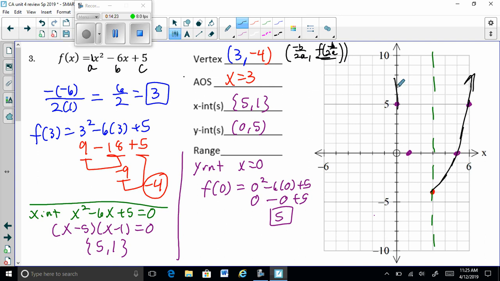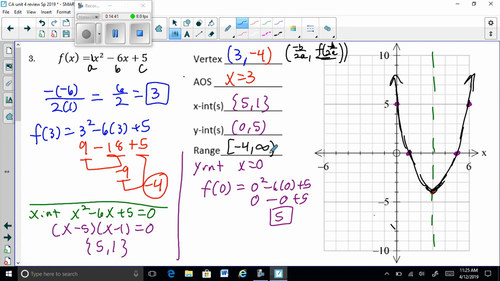Looks pretty good. It's not too bad. Trying to make it a little curved at the bottom. A little sharp, but that'll be fine. Okay, the range looks like it's going from -4 up. We're going to go from -4 to infinity.